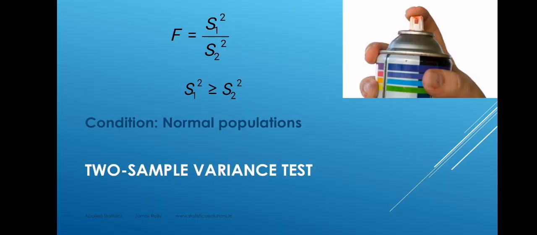We now look at a two-sample variance test. We want to see if the variance is the same in two populations, or if we can say that there's a difference. So the test statistic, F, the variance ratio, is the variance in sample 1 divided by the variance in sample 2, based on the samples. And of course, we always set up this test so that S1 squared is greater than S2 squared. So we calculate the variance from each of the samples, one sample from each population, and then we divide that larger variance estimate by the smaller variance estimate. The condition of using this is that we're dealing with normal populations.